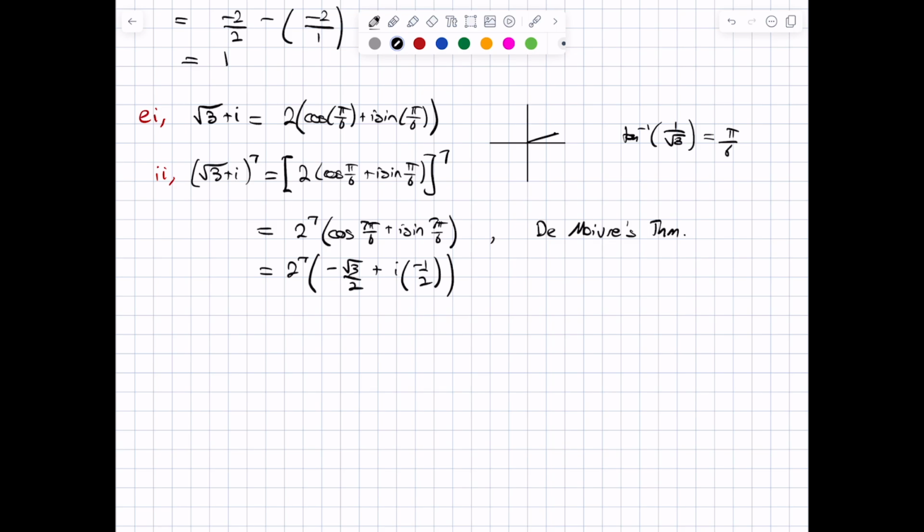So now I'll multiply everything by 2 to the power 7. So I get minus 2 to the power 6 times root 3. But 2 to the power 6 is 64. So this should be negative 64 root 3 minus 64i. And that's the end of part E.